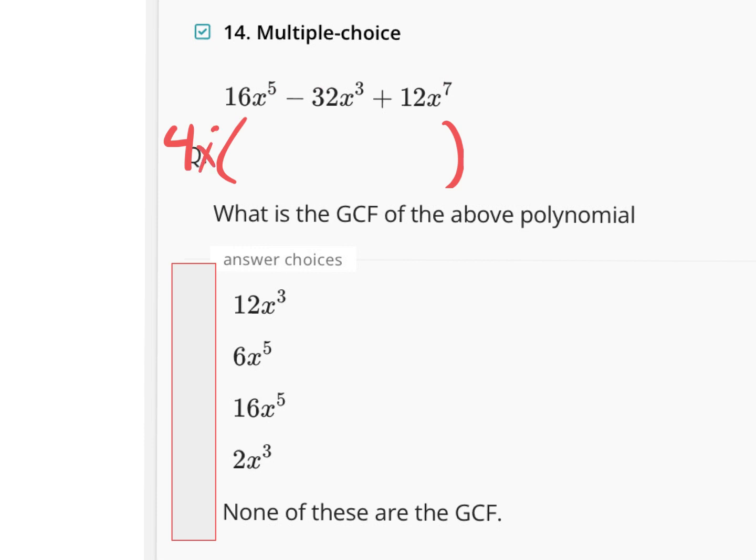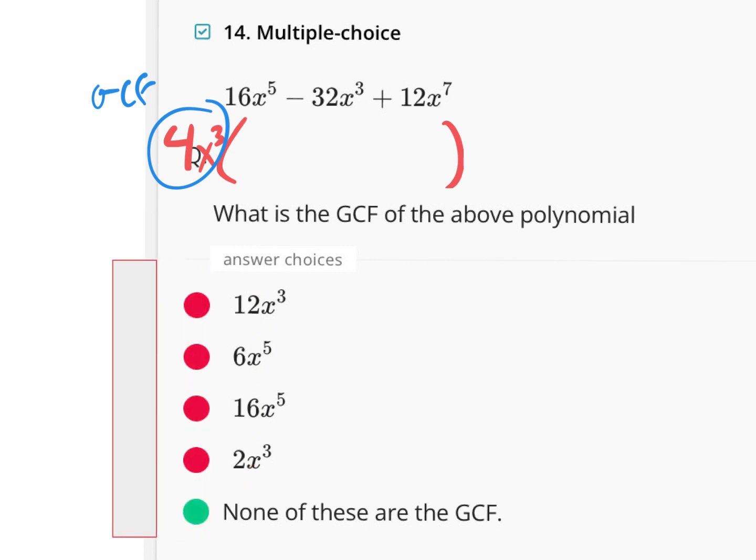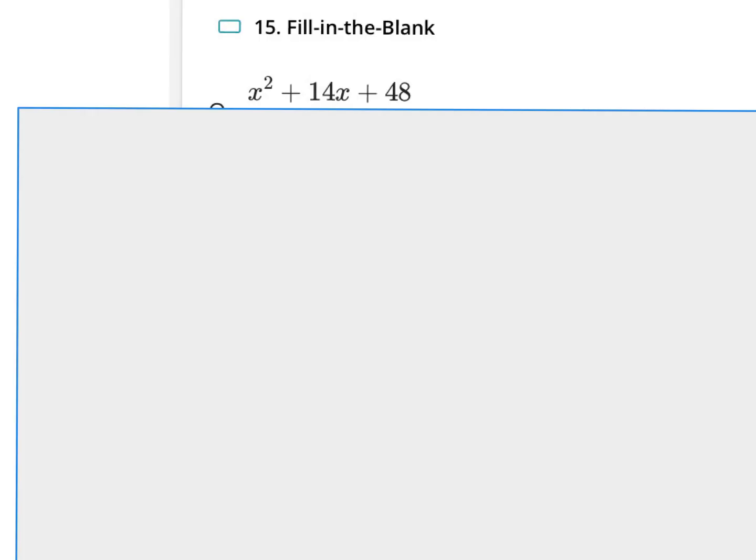So your GCF is 4x to the 3rd, right? And when you look for that multiple choice answer, none of these are the GCF. So you would select that one. None of these are the GCF because the GCF is 4x to the 3rd. Let's move on.